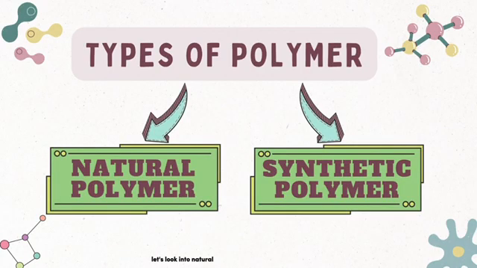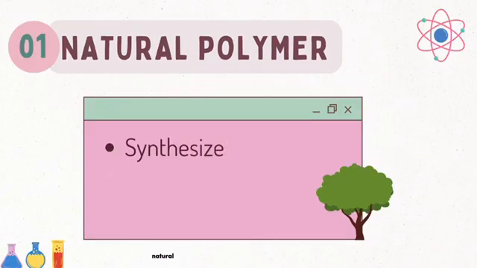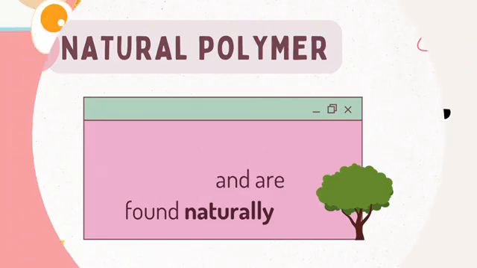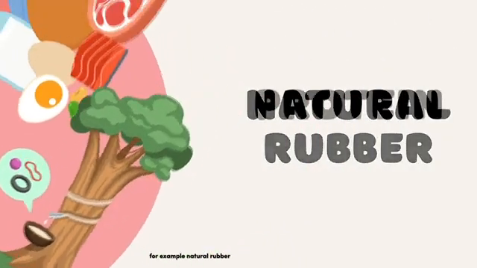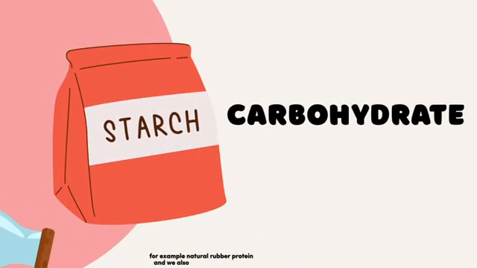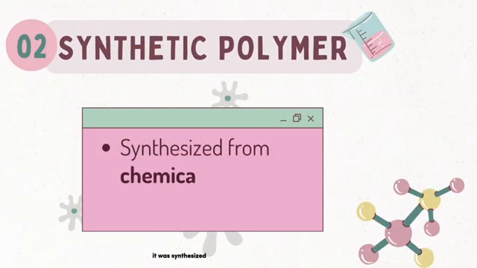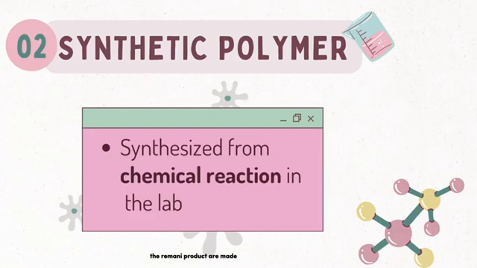Let's look into natural polymer first. Natural polymer is synthesized by organisms and is found naturally. For example, natural rubber, protein, and we also have carbohydrates. Synthetic polymer is synthesized from chemical reactions in the lab. Many products are made from synthetic polymers, and we can see many examples in our daily life.